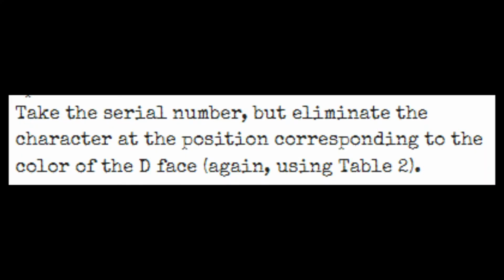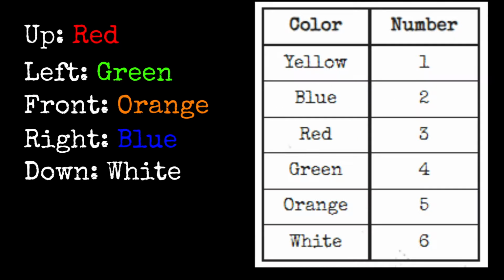Our next step is to take the serial number, but eliminate the character at the position corresponding to the color of the D face. Since D is white, we have to eliminate the 6th character in the serial number, leaving us with 3L2CG. Before we move on to the next step, let's look down a little at the next few rules.